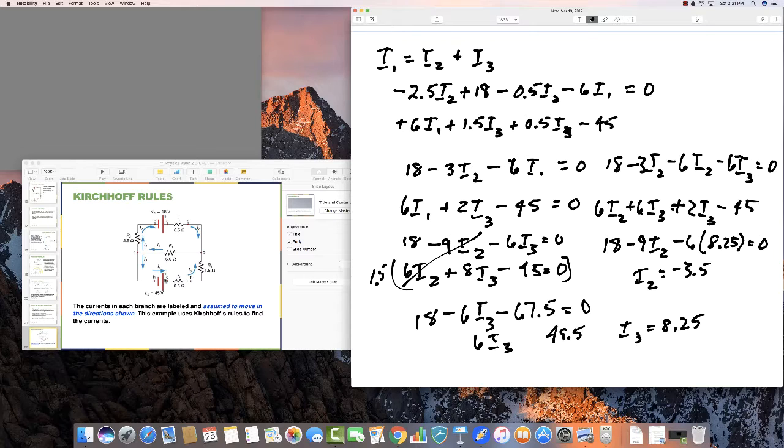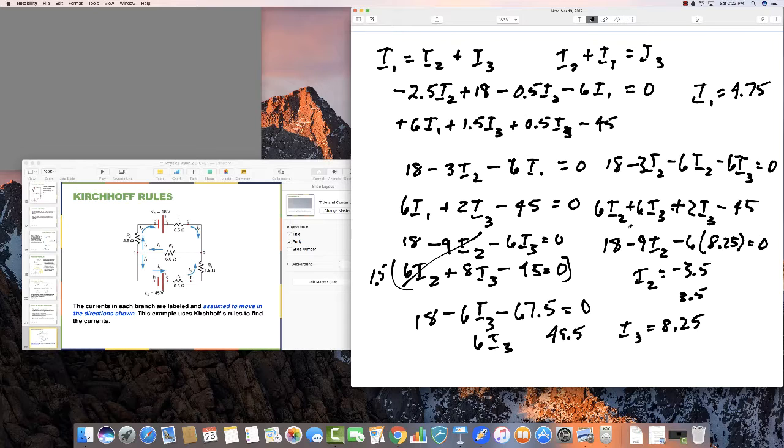Now that's not a wrong answer. All that means is that the assumption over here for I2 is incorrect, and it should be going this way. Which would change this equation up here, because you now know that this is coming into and this is coming into, so it's actually I2 plus I1 is equal to I3. So if this is positive 3.5, and you know that I2 plus I1 actually equals I3, that means that I1 now is going to equal 8.25 minus 3.5, or 4.75.